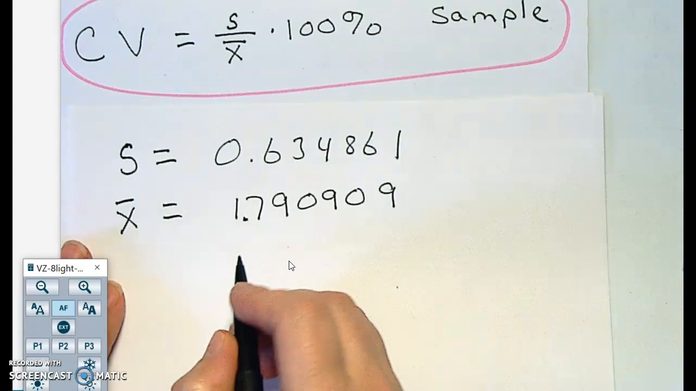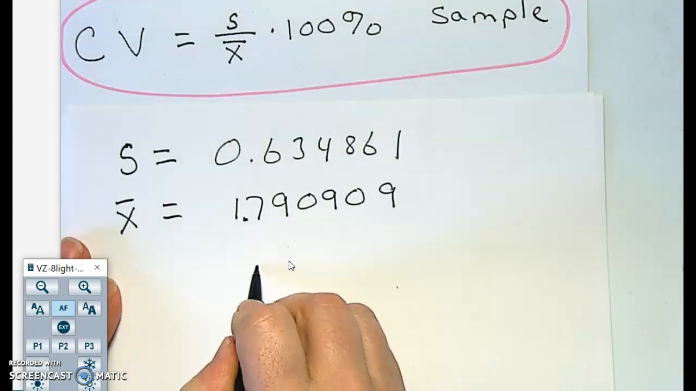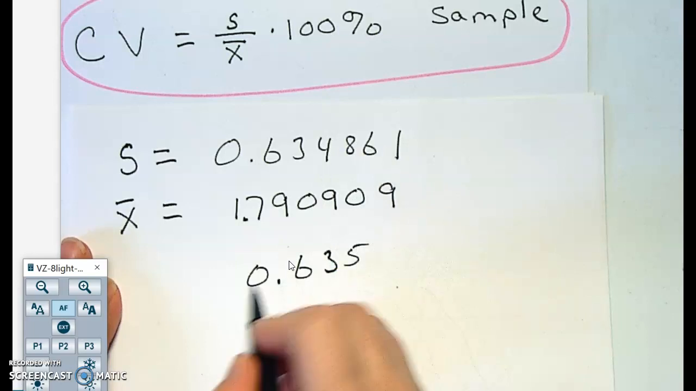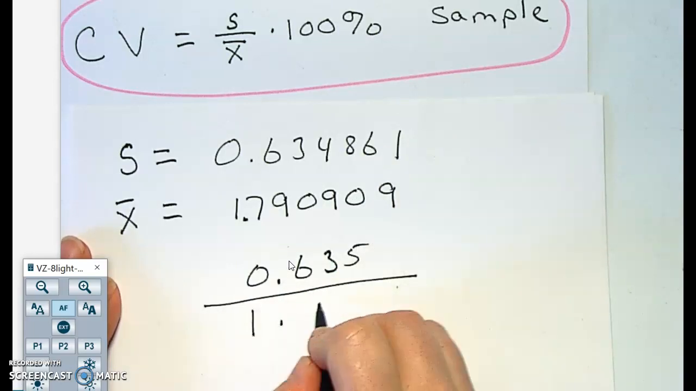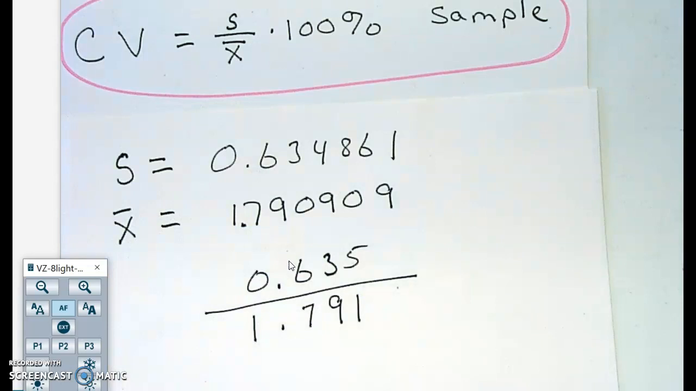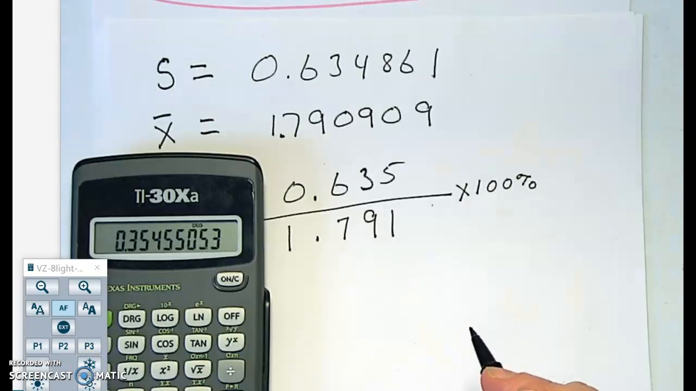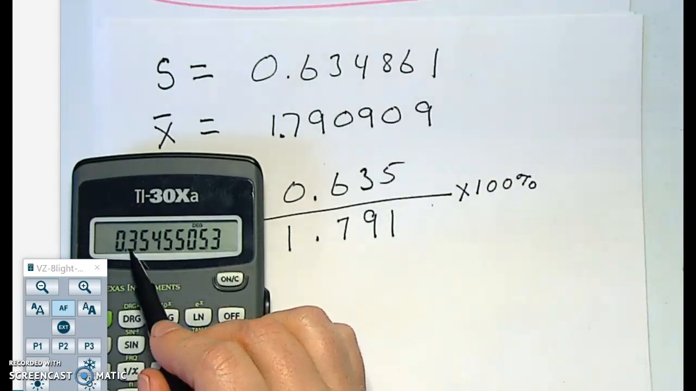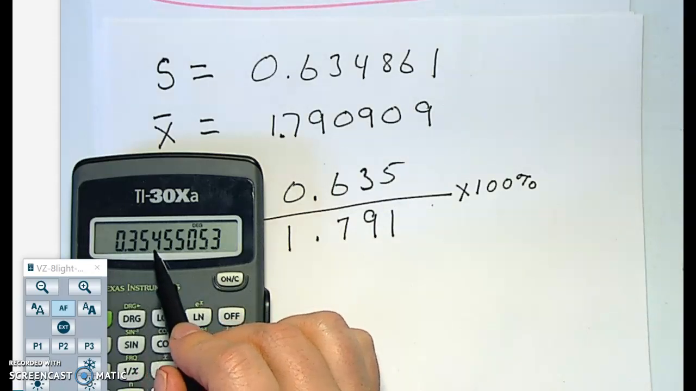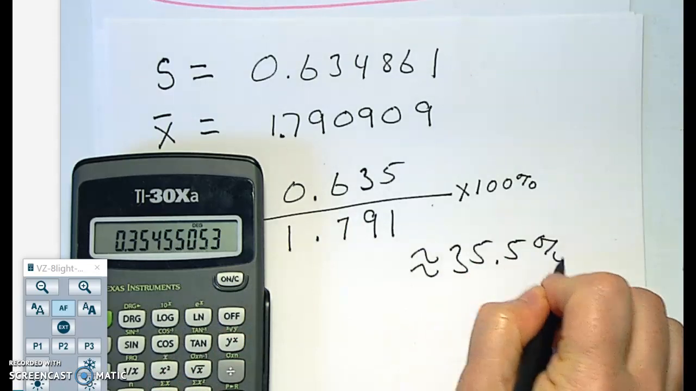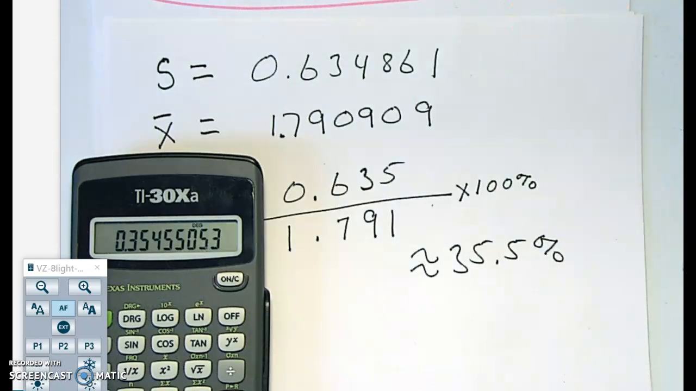So we're going to look at 0.635 divided by 1.791. Let's do that. We divide it, we get 0.3545, and so on. We need to multiply by 100%, which I just moved the decimal over, which most of you do too. And then we've got 35.455, so it rounds up to 35.5%. So let's look at that back in the notes.